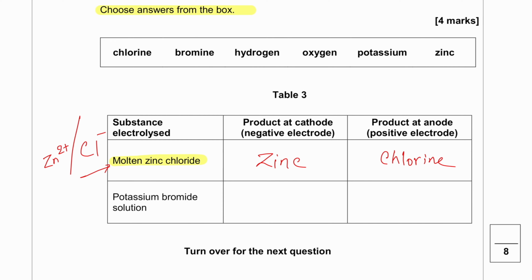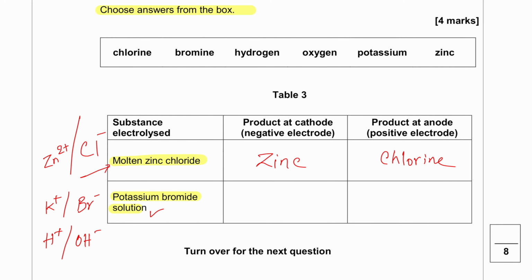Next, potassium bromide solution. In potassium bromide, what do we have? Okay, sorry, my bad, there is a problem in this one. Because it is a potassium bromide solution, we have the potassium ion and the bromide ion. However, since this is a solution, there is also water, and water brings in some extra ions, which are the hydrogen ion and the hydroxide ion. So we need to consider them as well.